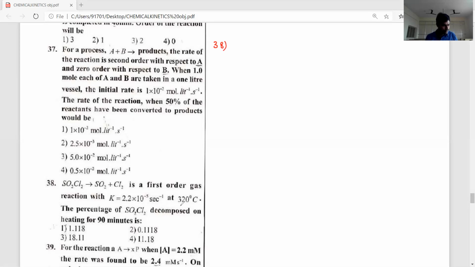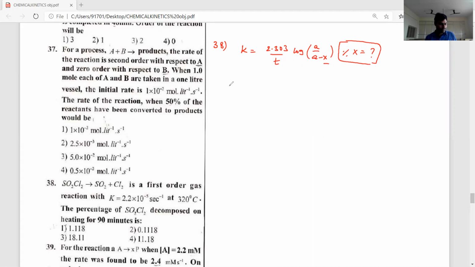So question 38 is a first order reaction. For first order reactions, K is equal to 2.303 by t into log A by A minus x. Here we have to calculate at 90 minutes time. The percentage of SO2Cl2 decomposed means the same quantity of product will form, so we have to calculate the X value. Let A, the initial percentage, be 100%.